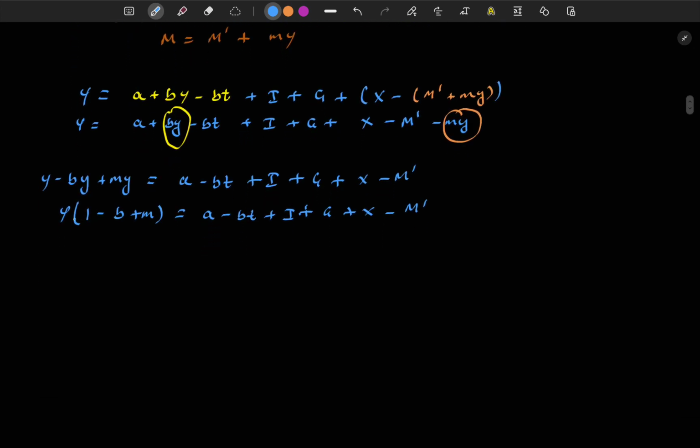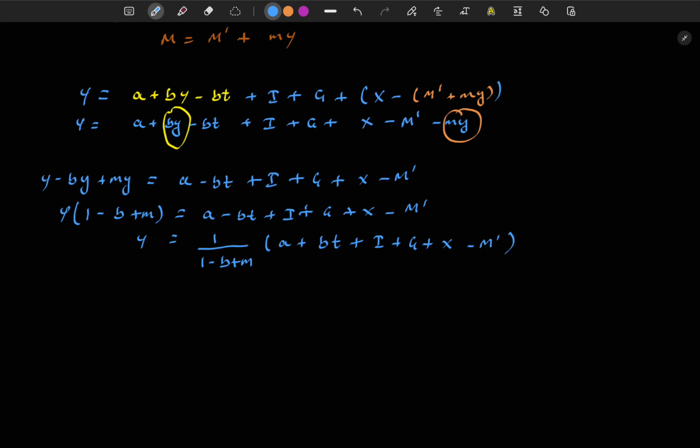Now I'm going to bring the term (1 minus B plus m) to the other side of the equation by dividing both sides by 1 minus B plus m. So Y is equal to 1 over (1 minus B plus m) times (A minus BT plus I plus G plus X minus M dash). Voila, this is the equation for determining income in the four sector model.